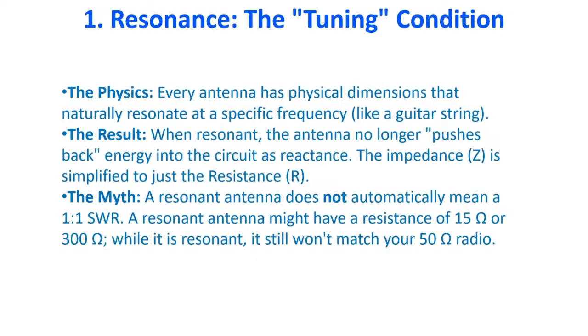A resonant antenna does not automatically mean a 1:1 SWR. A resonant antenna might have a resistance of 15 ohms or 300 ohms. While it is resonant, it still won't match your 50 ohm radio.